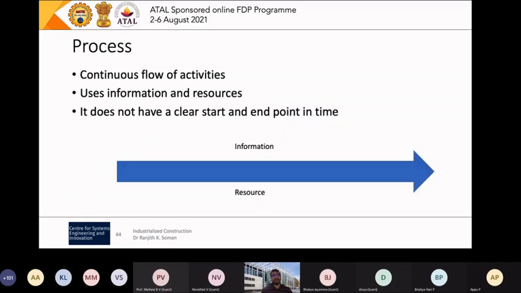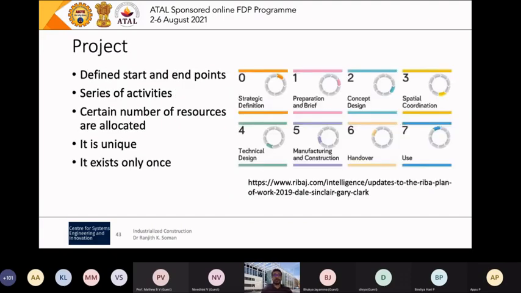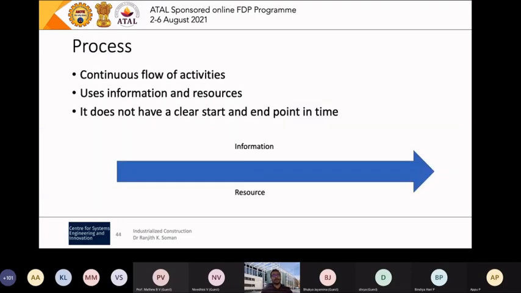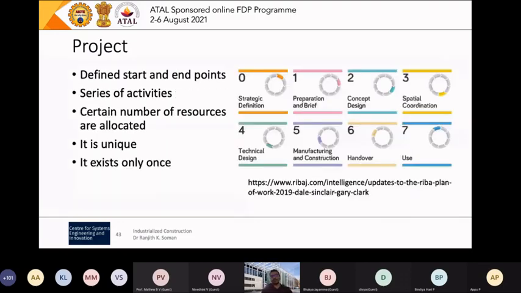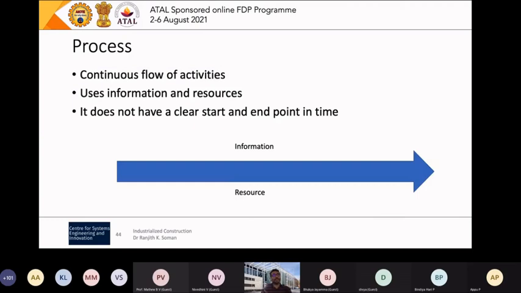Then we have process. Process is a continuous flow of activities. It uses information and resources, but it does not have a clear start and end point in time. Traditional construction is all about projects. Manufacturing is all about processes. Can we bring these two together? That's what industrialized construction is about: bringing a project into a process format, so we can have all the advantages of the process as well as the project.